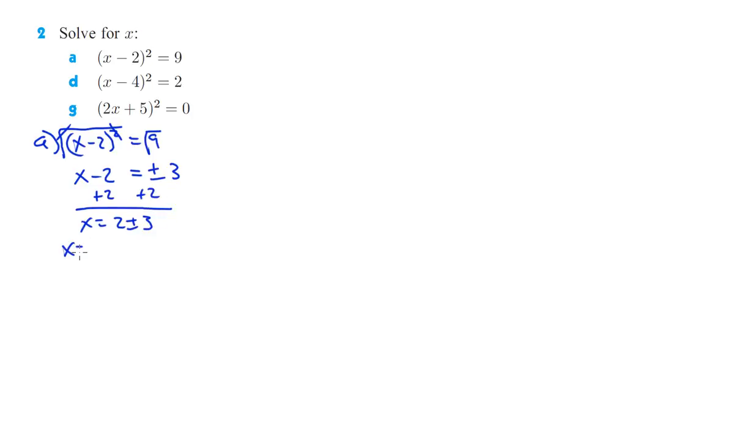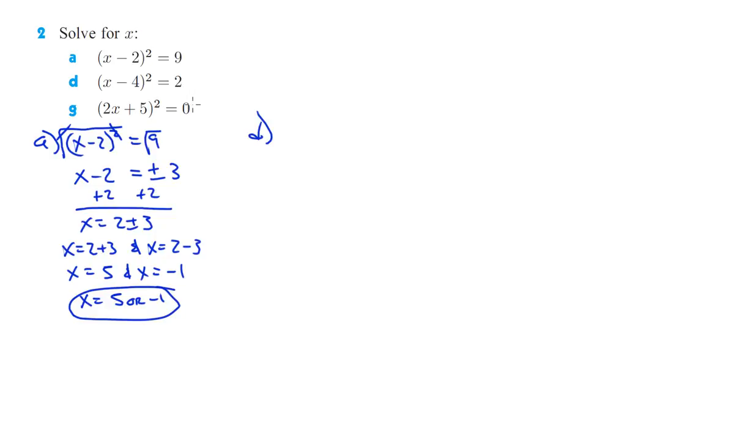So really this means x equals 2 plus 3, and x could also equal 2 minus 3. So x is going to equal 5, and then x is also going to equal negative 1. So we can simply write it as x equals 5 or negative 1. Okay, either one of those would work. All right.